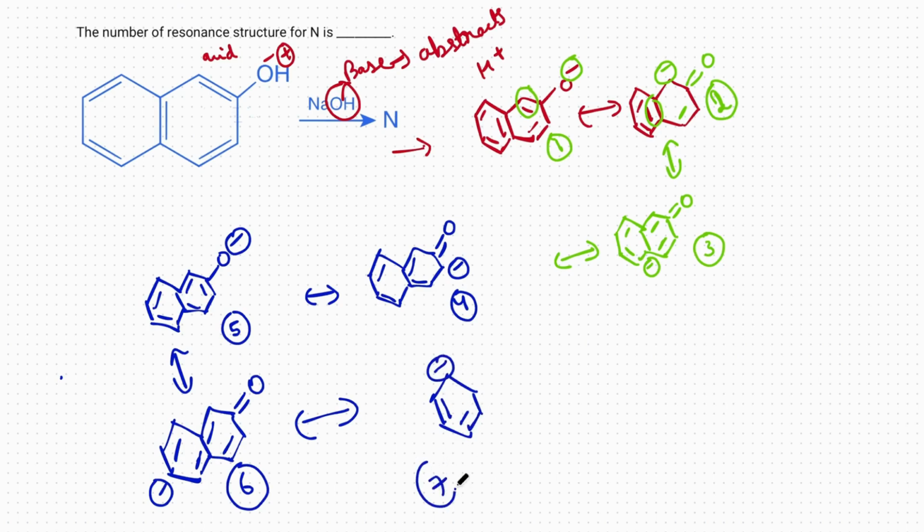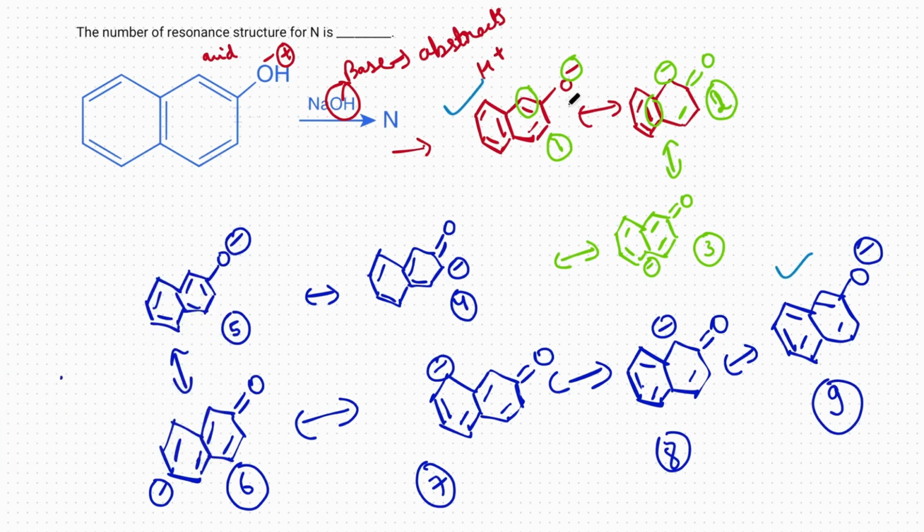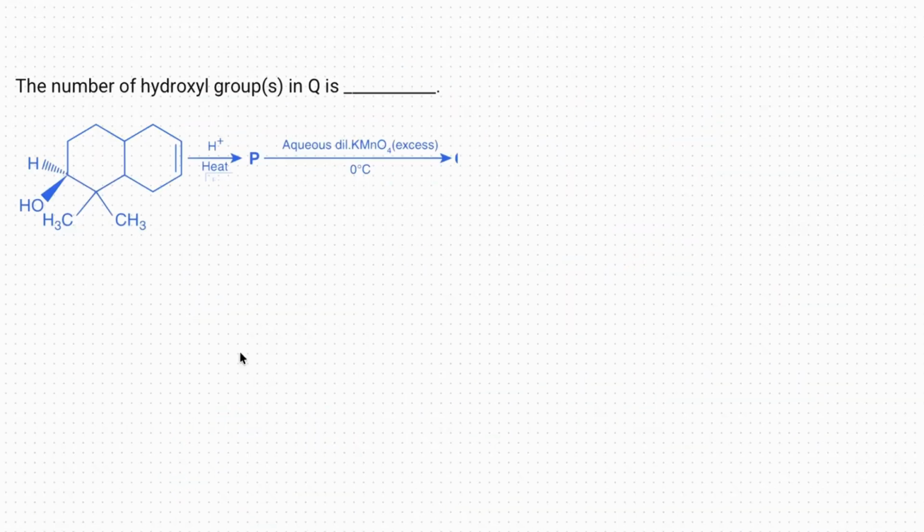How do we know that we have actually completed it? When you get back the same structure that we started with, that will be the last resonating structure. I can see we have drawn seven structures. We still haven't got back to the first structure that we started from. Now we'll move on to the eighth one, which will again follow the same concept. It feels like in the ninth structure we'll get the same structure as one. Let's check. Yeah, it's the same one. That's it.